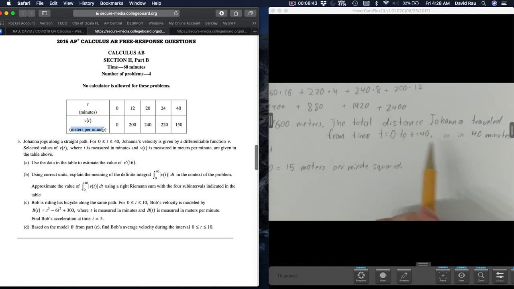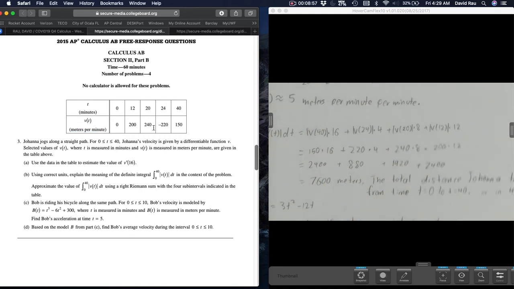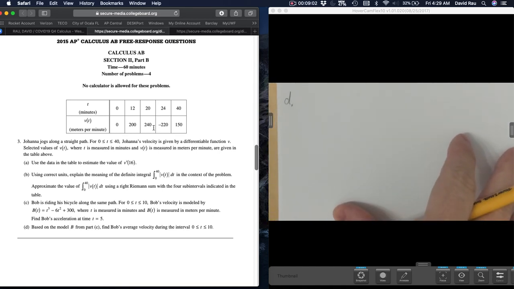So in other words, at some point, because this is negative, she backtracked somewhere, somehow, but we're still counting the backtrack, right? So in other words, this is what we call total distance. If the absolute value wasn't there, it'd be what we call displacement. Again, none of those concepts are in this year's AP exam.